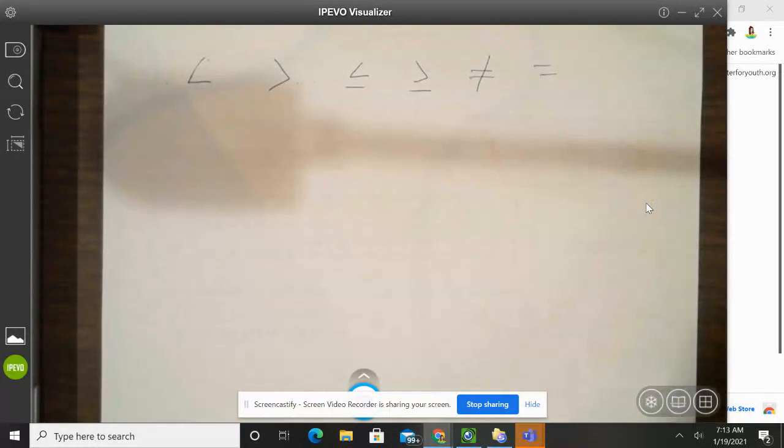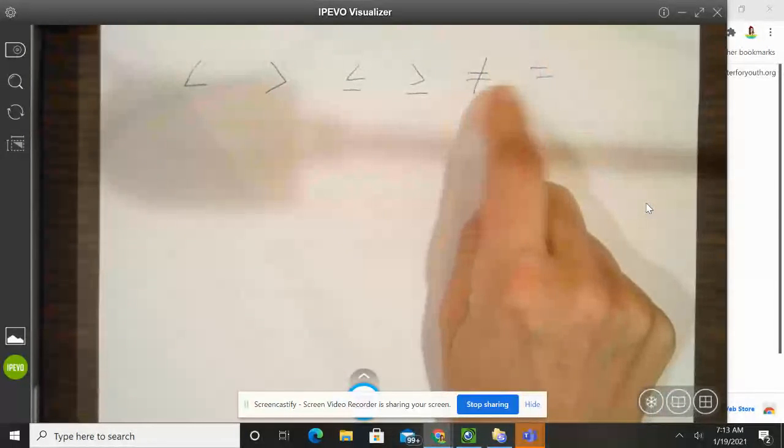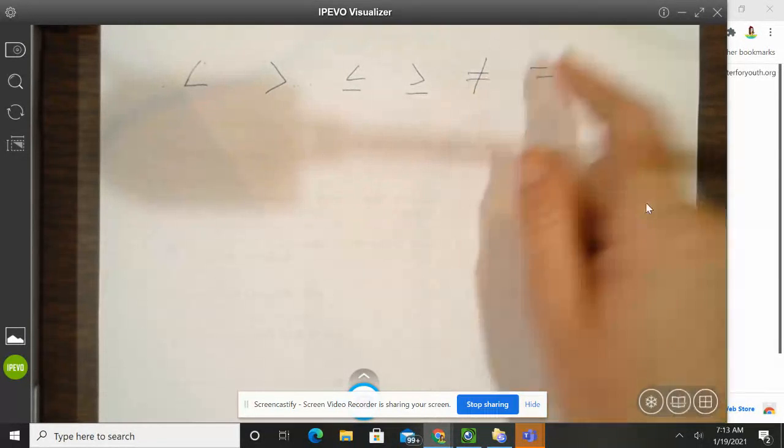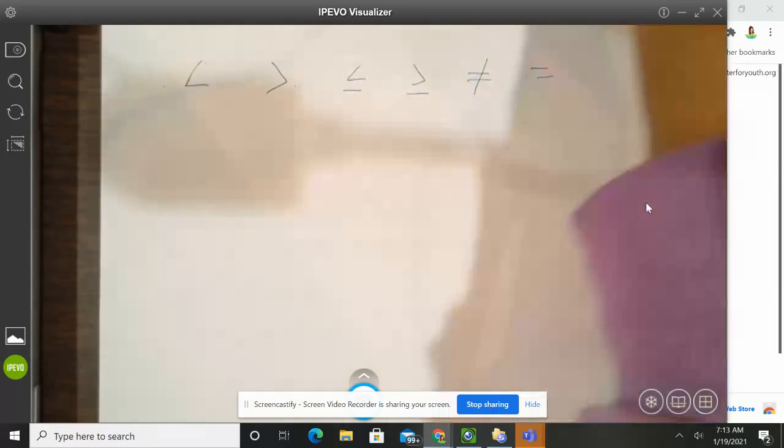And then this is less than or equal to, greater than or equal to, and then you have your not equal, and then obviously your equal sign. These are not part of inequalities, it's just for checking up.